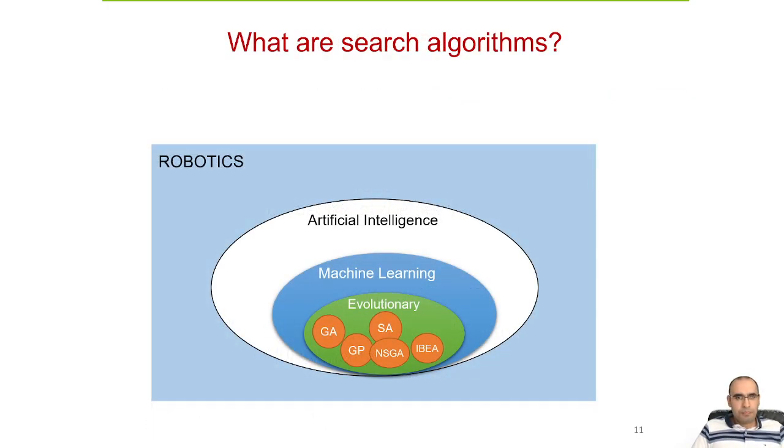And these algorithms fall under the evolutionary search algorithms as part of machine learning, which are all under artificial intelligence algorithms, originally used in robotics, and today used in almost all fields.